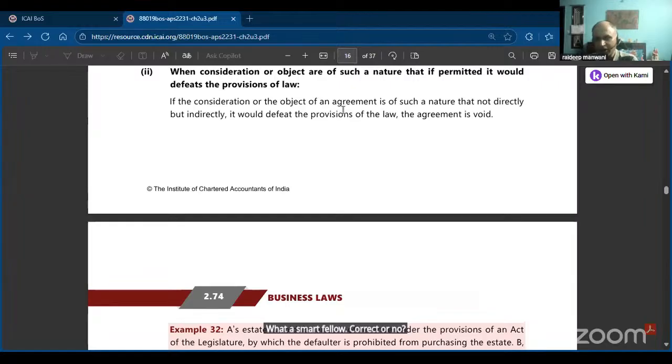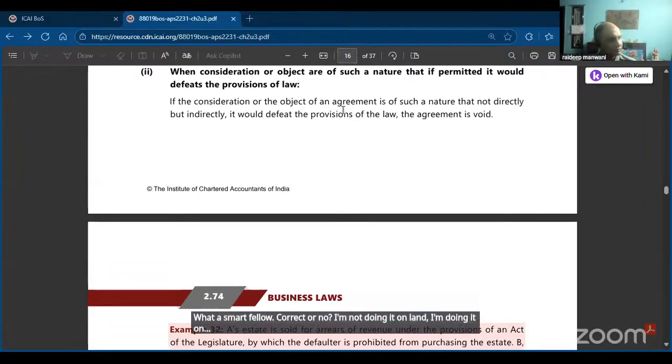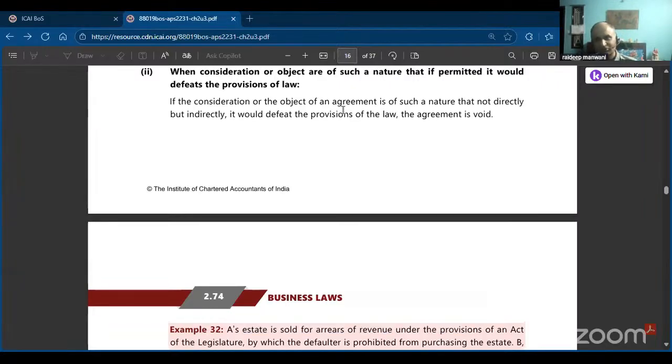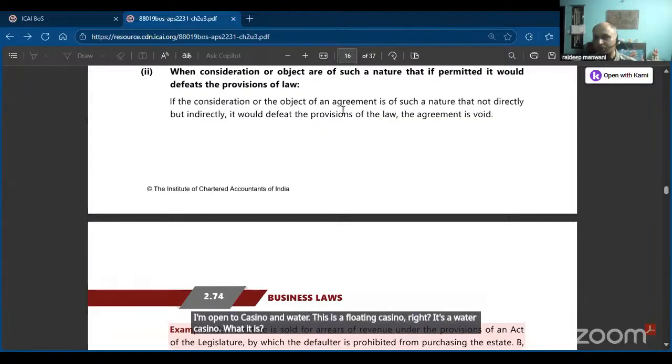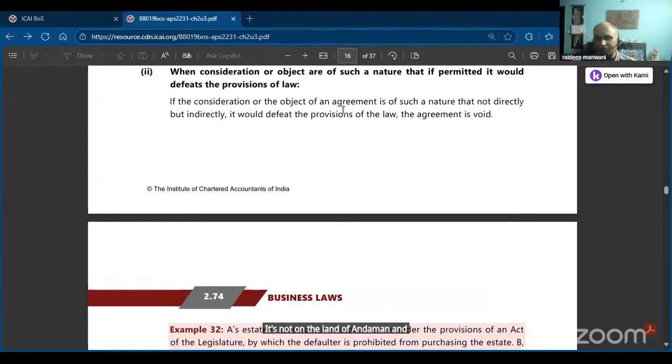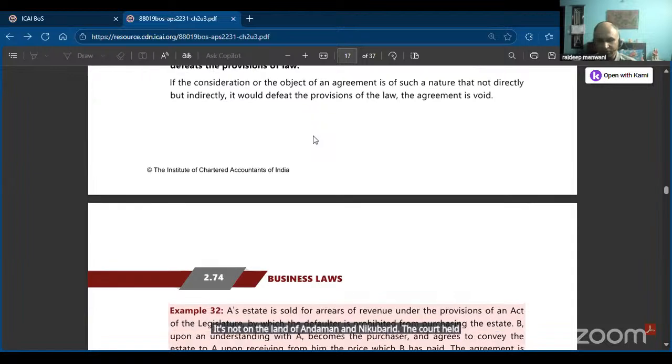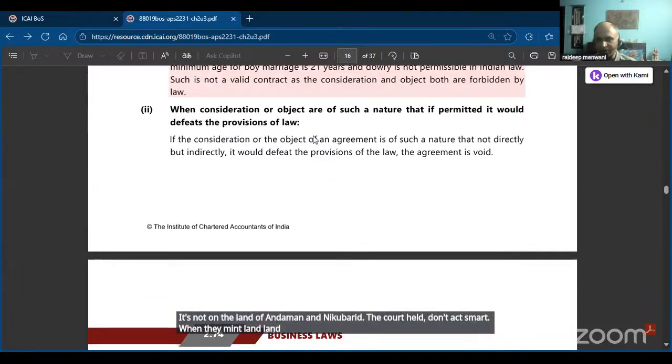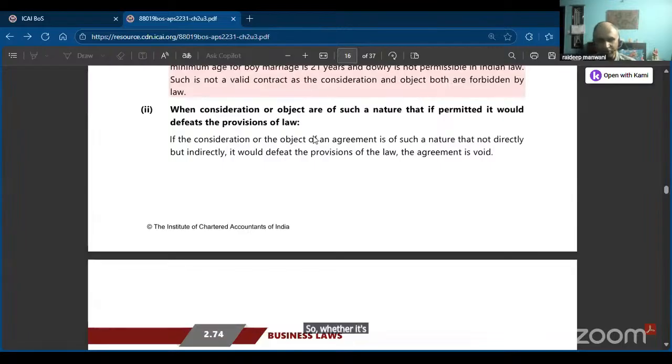I'm not doing it on land. I've opened a casino on water. This is a floating casino, a water casino. It's not on the land of Andaman and Nicobar Island. The court held, don't act smart. When they meant land, they meant that they don't want any gambling in Andaman and Nicobar Island. So whether it's land or water, the spirit of the law was that there should not be any casinos or gambling.